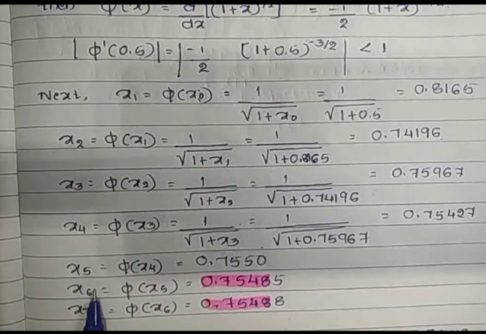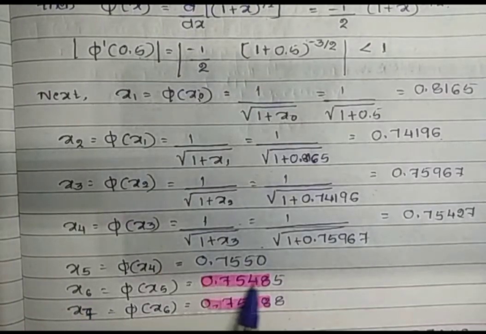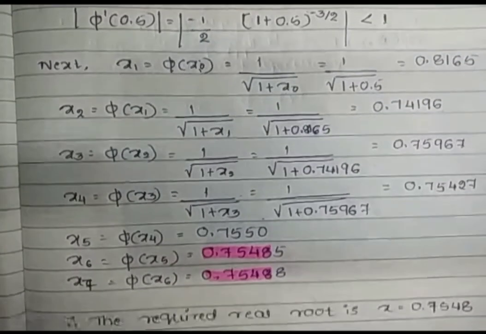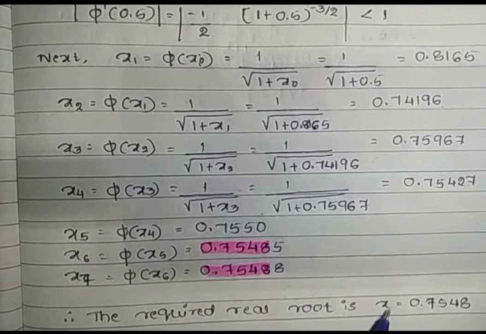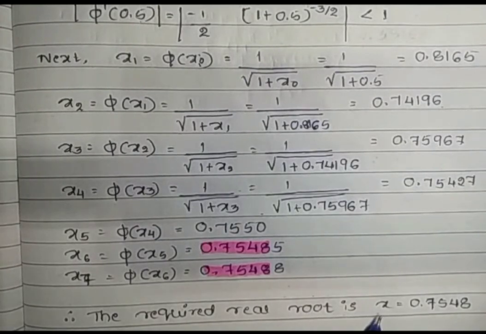Then after the 6th approximation and 7th approximation, we'll get four decimal values as similar, that is 0.7548. So here, based on this, we can conclude that the required root of the given equation, that is x cube plus x square minus 1 is equal to 0, is 0.7548. This is the required root.